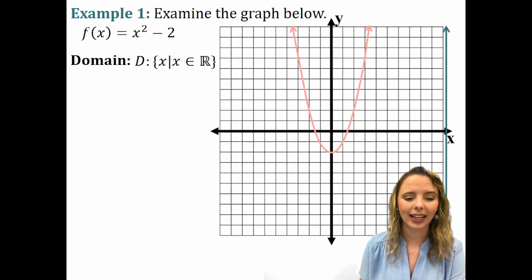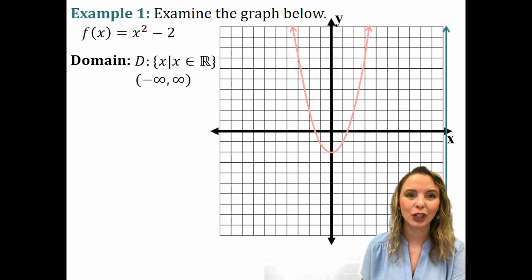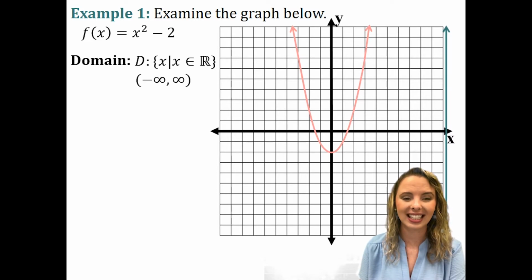Those are braces, not brackets. We have x, and then we have that straight line that means such that, x again, and then that weird E, remember, it means exists, and then we have our bolded R, which is all real numbers. So x exists in all real numbers. If we want to write it in interval notation, that is from negative infinity to infinity using parentheses.